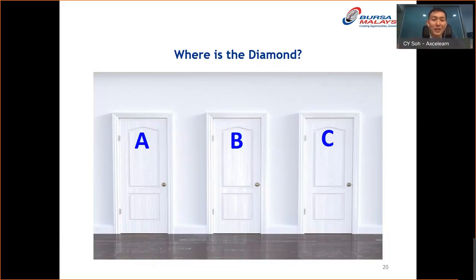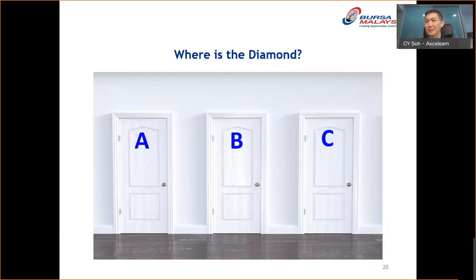You can type in the chat box below: door A, door B, or door C. There is no right or wrong answer. You can purely guess, since there are only 3 choices. Just make a wild guess which door actually has a diamond behind it. Later on, I am going to reveal my answer to you.